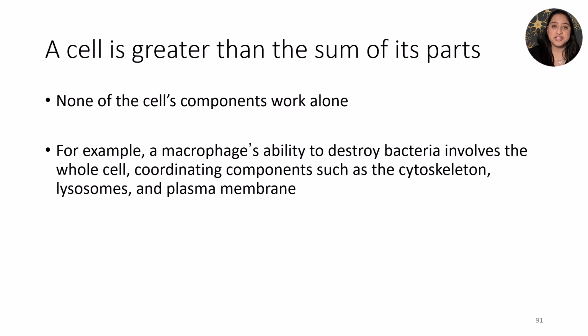And so we've covered all these different isolated parts, but they all work together in a real living cell. None of the cell's components work alone. They all work together, just like all of your organs pretty much work together. The more you learn about all the organ systems, they work together in a lot of different ways. So for example, a specialized cell called a macrophage has the ability to destroy bacteria, but it involves all kinds of things. It's not just one thing. So it involves the whole cell, coordinating components like the cytoskeleton, lysosomes, and the plasma membrane.